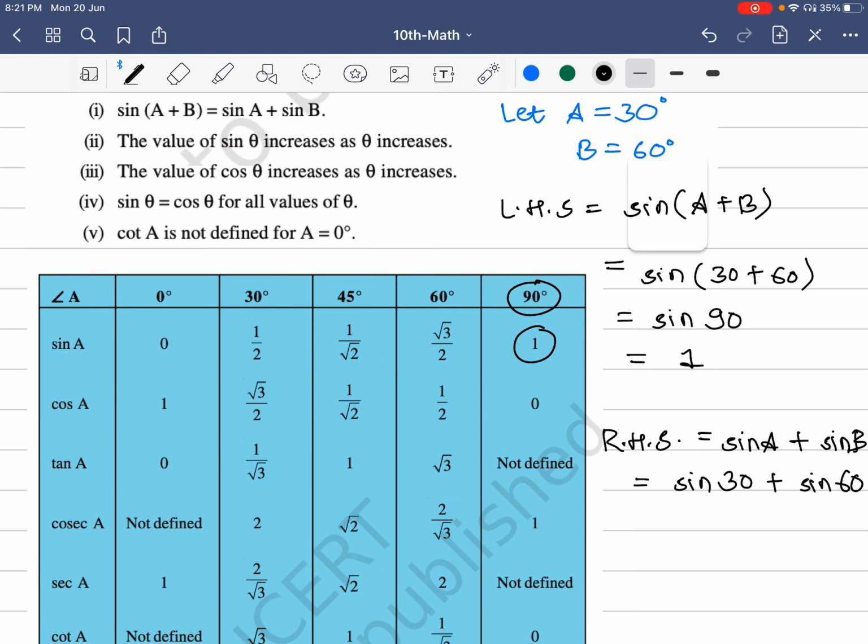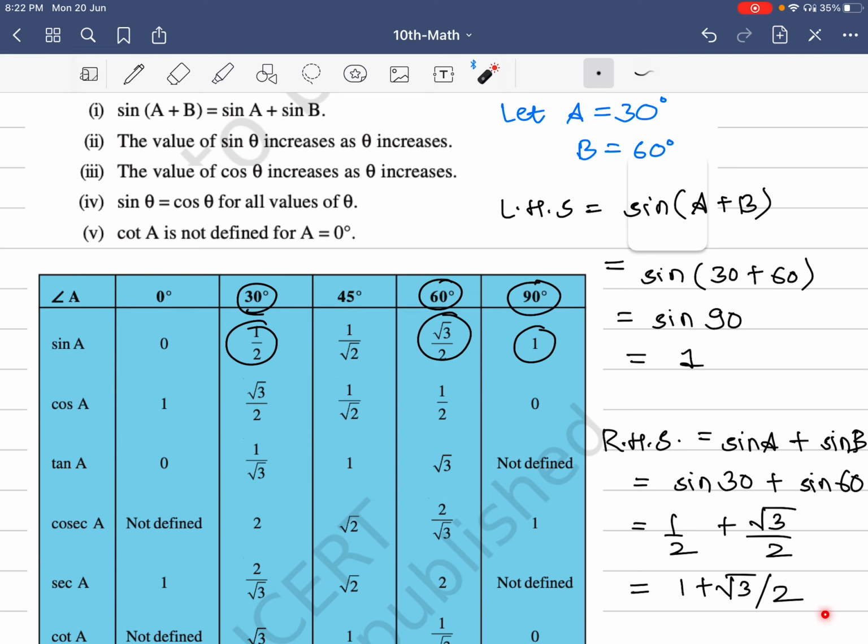Now what is sine 30? Sine 30 is half, so I'm going to write here half plus sine 60. 60 is root 3 by 2. So this is equal to 1 plus root 3 by 2. Very clearly, no need to solve this value. 1 plus root 3 the whole divided by 2 is not equal to 1, our LHS. So LHS is not equal to RHS. So we cannot say that sine of A plus B is equal to sine A plus sine B.